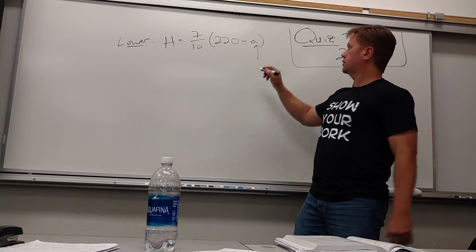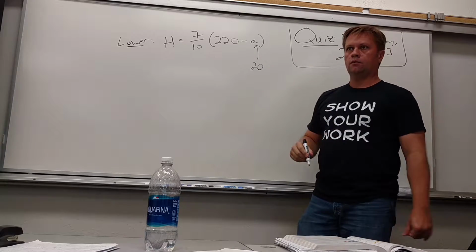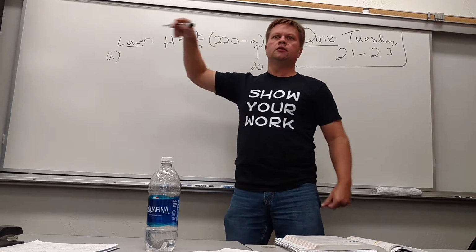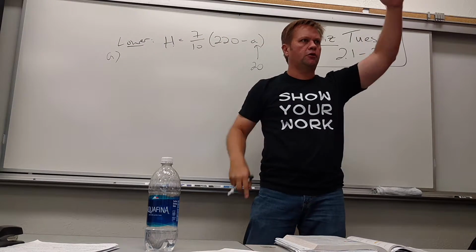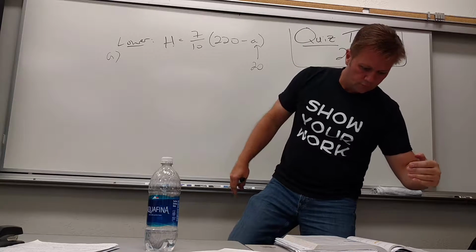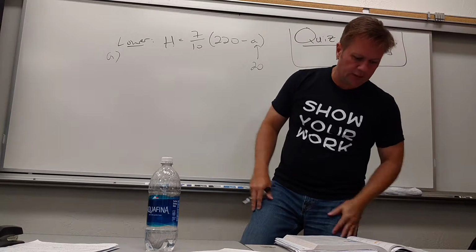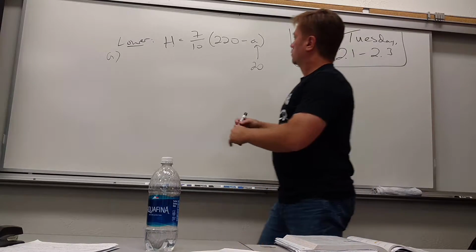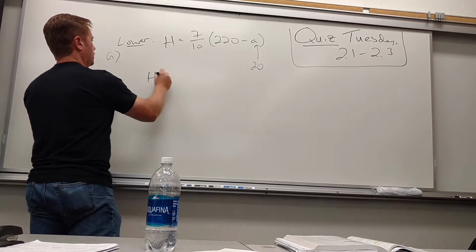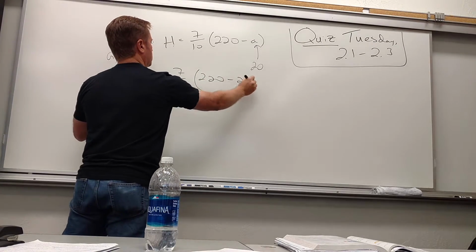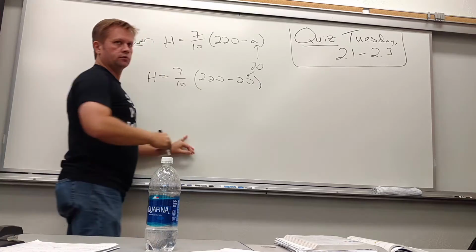So you just got to stick a 20 there for part A. Part A asks about the lower one. They give you two equations, one for the lower part of the range and the other for the upper part. So part B is just the same thing. Just plug a 20 in. Once you subtract the 20 from the 220, then you multiply. So heart rate equals 7/10 times (220 minus 20), because we're talking about a 20-year-old.